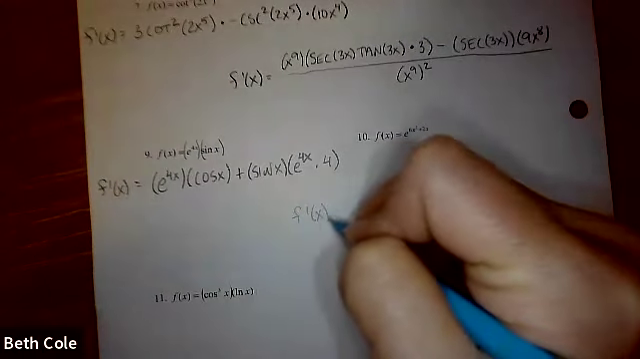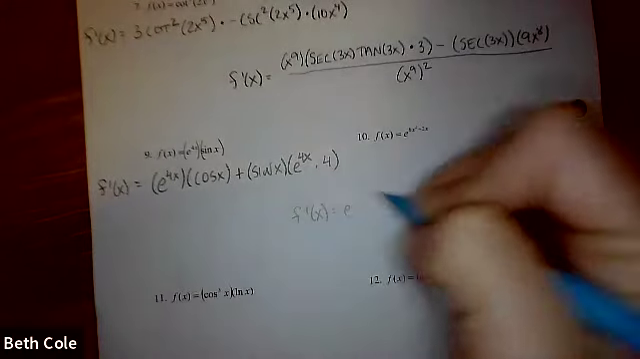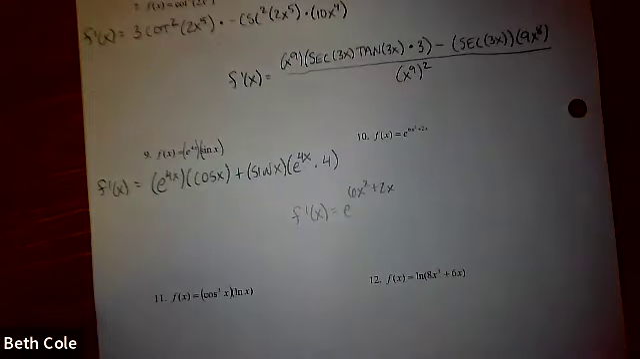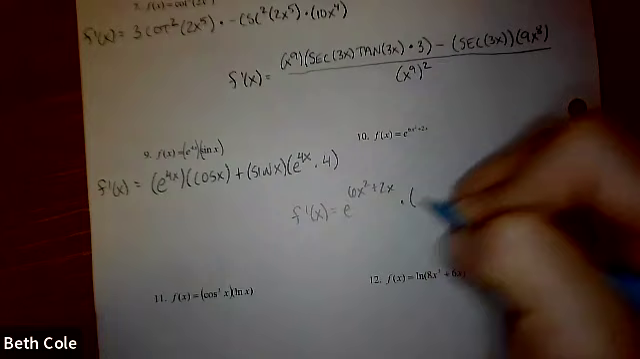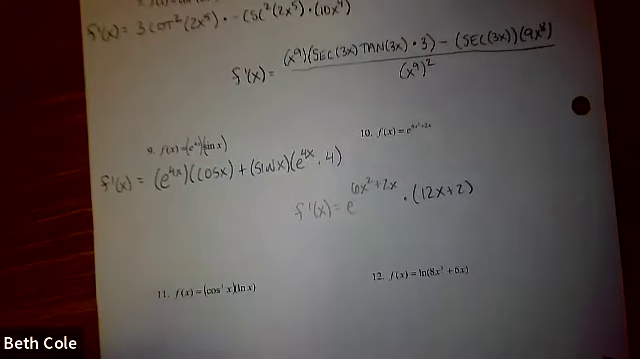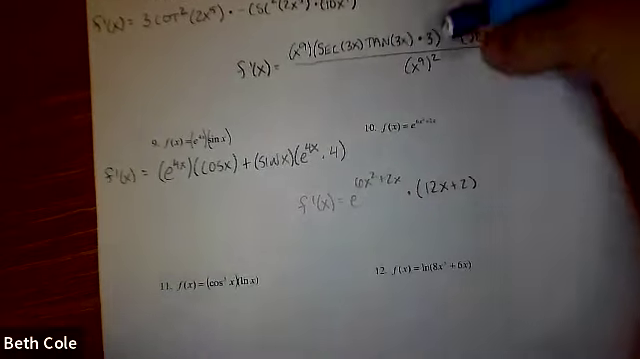All right, 10 is just a chain rule. It's going to be e to the power of all of that stuff. The derivative of e is itself, so just basically copied the problem. And then we're going to chain on the derivative of that stuff, which would be 12x plus 2. I guess I would have had enough room for that one.